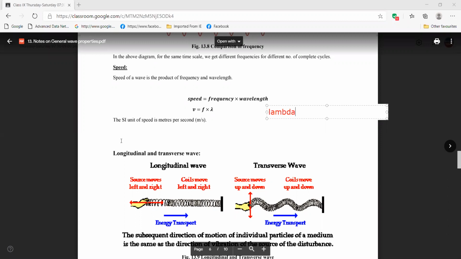So you write the heading longitudinal first. Longitudinal wave. Yes, sir. Longitudinal and transverse wave we are having, right?